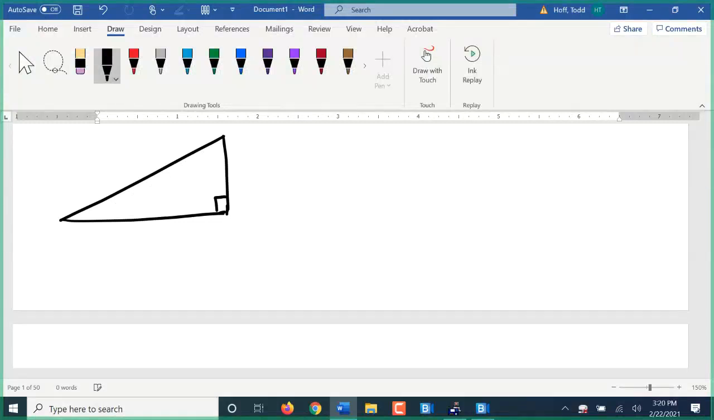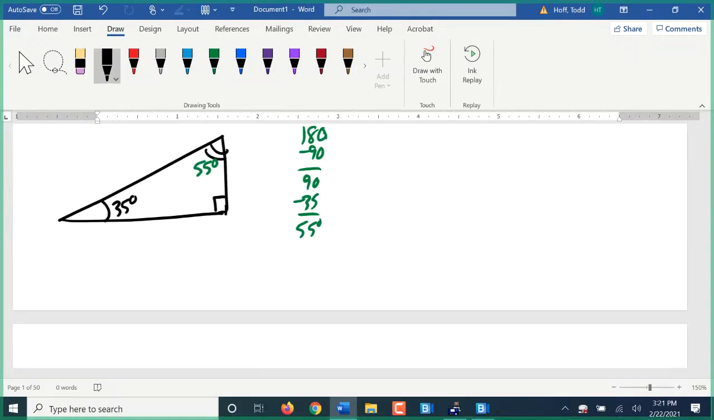So we've talked about similar triangles. If this is a right triangle and this angle here is 35 degrees, what's this angle up here? 55. 180 minus 90, a right angle would be 90, minus 35 more would give us 55.